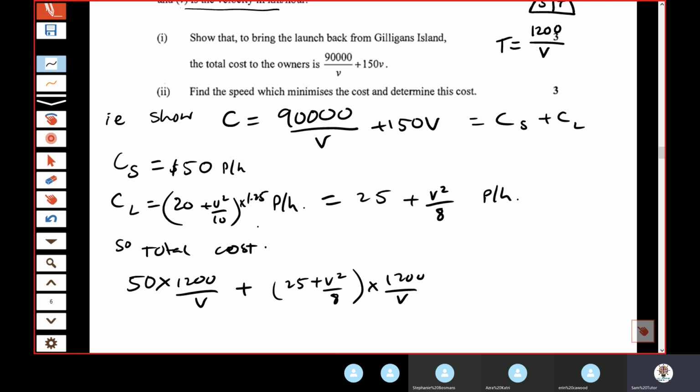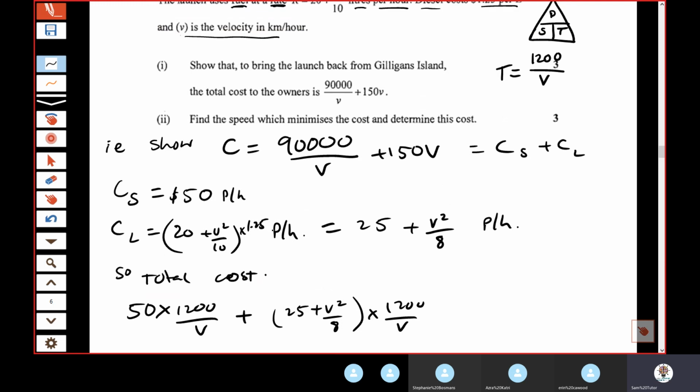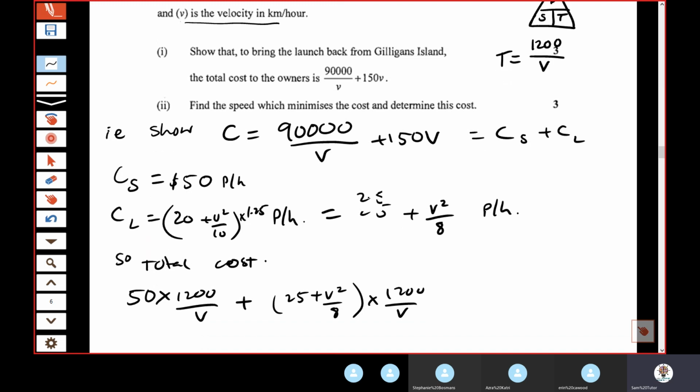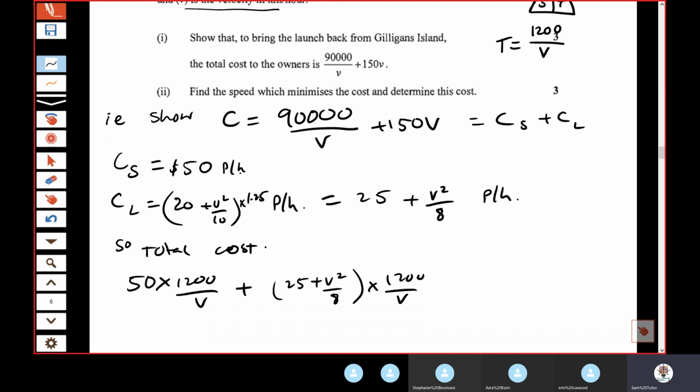Do you understand firstly how to find these two costs? So the cost for the sailors, $50 per hour, and what about the cost of this thing per hour? Does that make sense? Then, this is per hour. Well, how many hours are we going for? We're going for 1200 on V hours. Do you agree with the 1200 on V? V is speed, and then 1200 is distance. And then I found time.